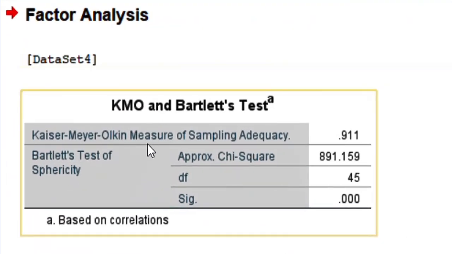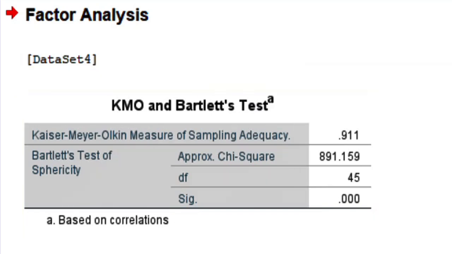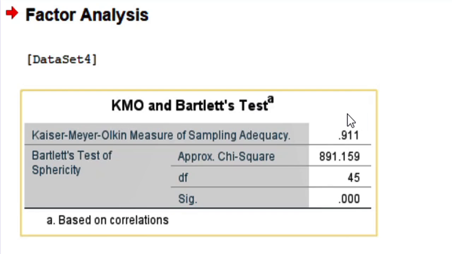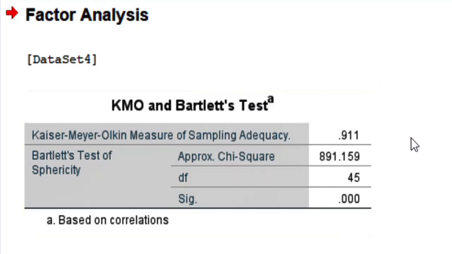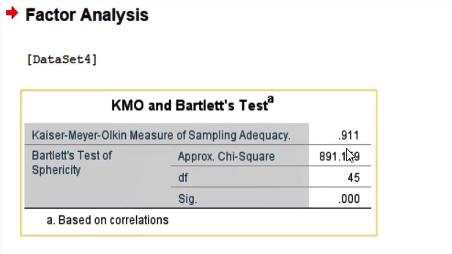Now the KMO and Bartlett test. KMO is known as the Kaiser-Meyer-Olkin measure. It measures whether the data are suitable for factor analysis or not. The KMO test indicates whether we should proceed further or not. It compares the correlation between variables, and you can see in this example the correlation between variables is quite high and it is 0.911. If variables have high correlation, factor analysis is appropriate. So we will proceed for factor analysis.